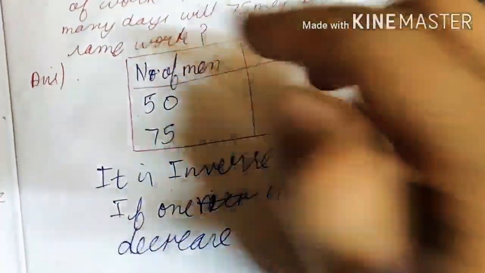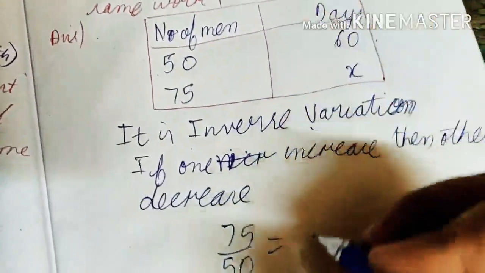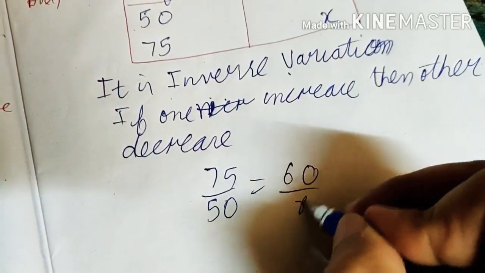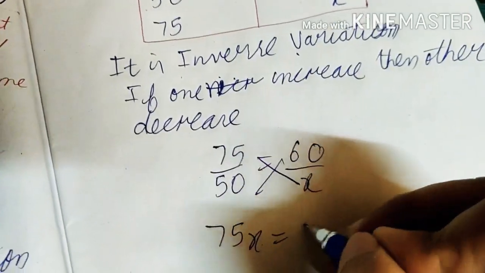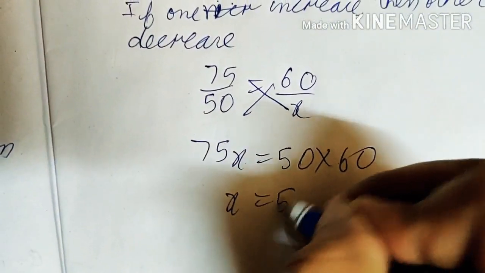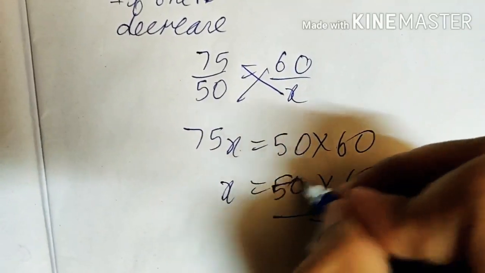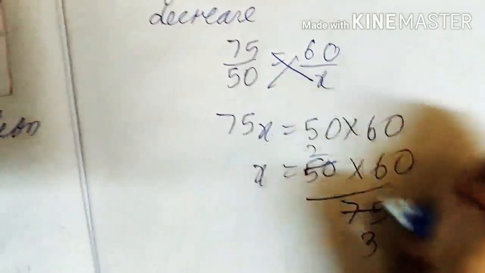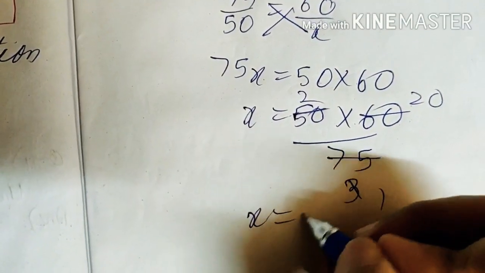Okay, so what we will do, we will not copy in the same way, we will just reciprocate one thing. We will write 75 upon 50 and then write the other the same way. Only one thing will be reciprocated, the first thing. Okay, we will cross multiply: 75 x equals 50 into 60. x equals 50 into 60 upon 75. We can cut it by, say, 25. It is 3, 2, 3 1, 20. So x is equal to 40.